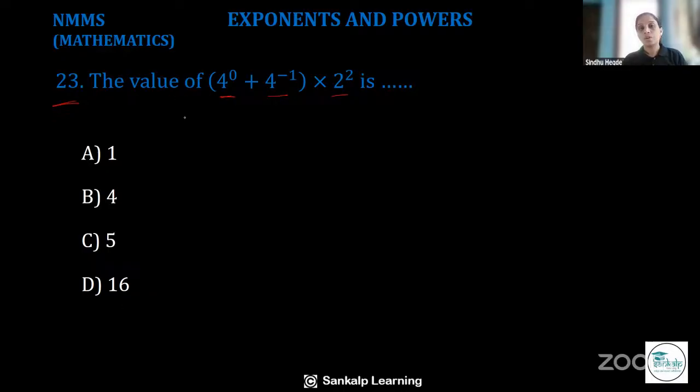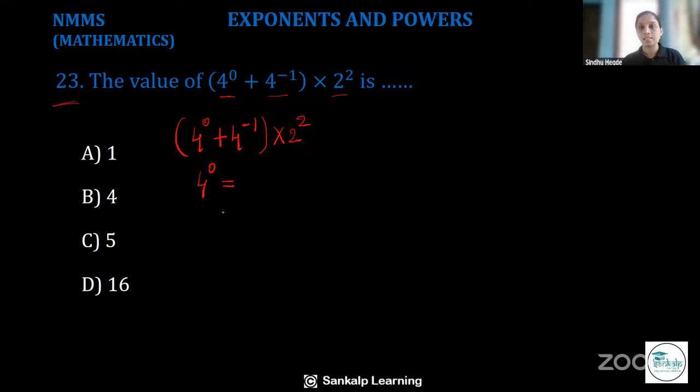The value of our given number is 4 raised to 0 plus 4 raised to minus 1, and this whole term should multiply with the 2 square. Let me find out the answer for this step by step. First, we will find out 4 raised to 0. According to the law of exponent, any non-zero number raised to the power of 0 should be equal to 1.